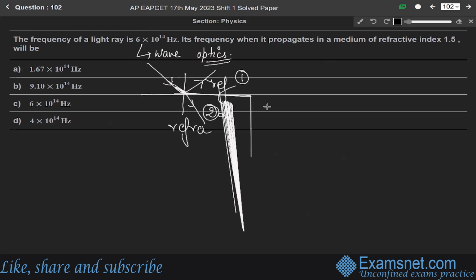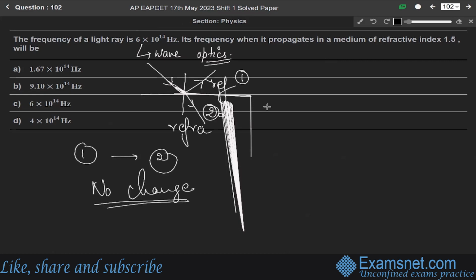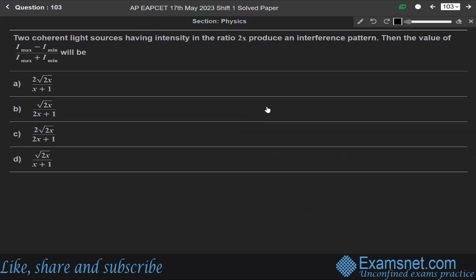If we talk about the change in frequency, when a light ray travels from medium 1 to another medium, there is no change in the frequency. Always remember, whenever light travels from one medium to another medium, there is no change in the frequency, meaning the frequency remains the same. So the correct answer is option C, 6 into 10 to the power 14 hertz. Now next question, 103.